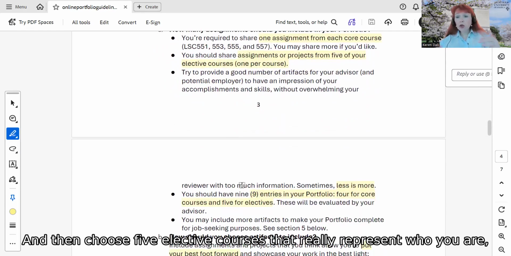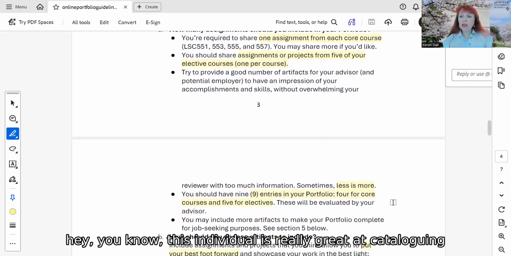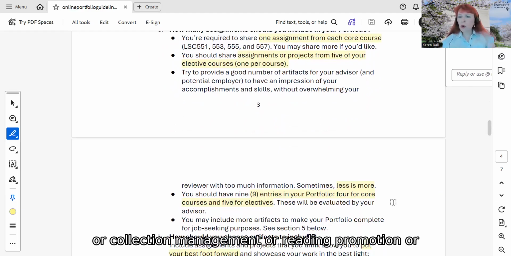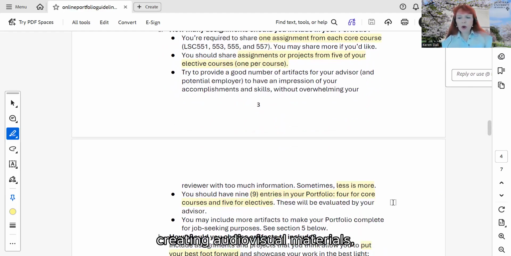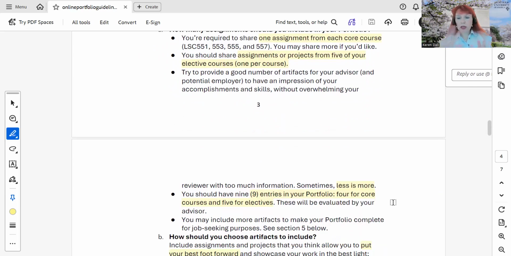And then choose 5 elective courses that really represent who you are, that really allow potential employers to see that, hey, you know, this individual is really great at cataloging or collection management or reading promotion or creating audiovisual materials, whatever the case may be. So 9 artifacts, 5 from elective courses, 4 from core courses. That's your mandatory requirement.